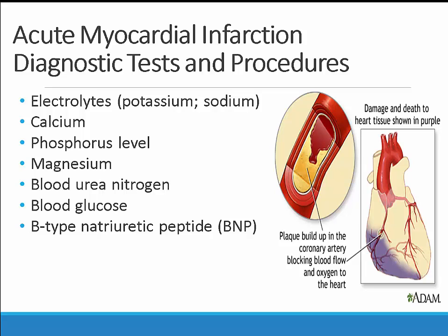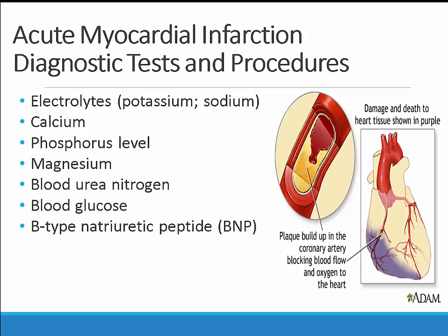Phosphorus level. Should be interpreted with calcium levels because kidneys retain or excrete one electrolyte inversely to the other. Magnesium. Low level can cause ventricular tachycardia and fibrillation. High level can cause muscle weakness, hypotension, and bradycardia.